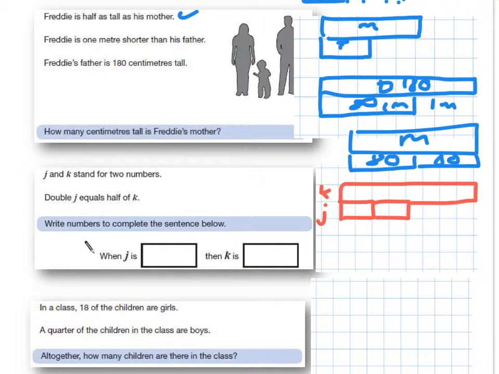So we think about what J could be. So when J is 5, then K must be what? So these two are 5, remember that's half, so we'd have a 5 here and a 5 here as well. So I could just say when J is 5, then K is 20. That's one way of doing it. I'm sure there are plenty more ways of doing it. So if you could find a different way to that, that would be fantastic.